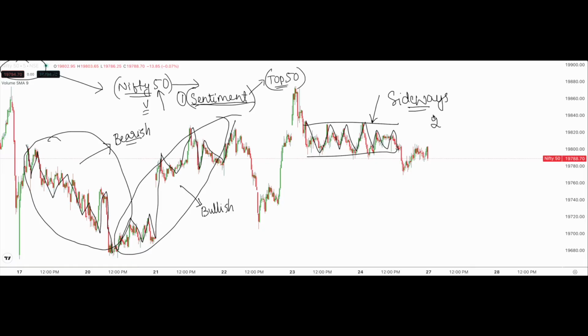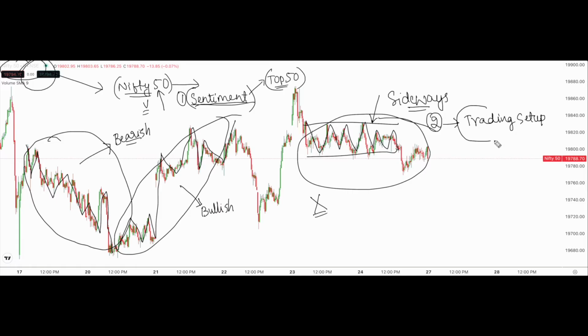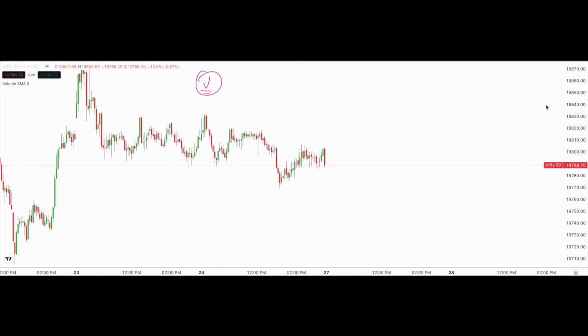Now the second reason why everyone looks at the Nifty 50 chart is because we need to identify a trading setup in this chart itself. We all know that in this Nifty 50 chart, we cannot take any trade. It is just representing the sentiment of the market. But still, why are we trying to identify a trading setup on this chart? Let me explain that to you with an example.